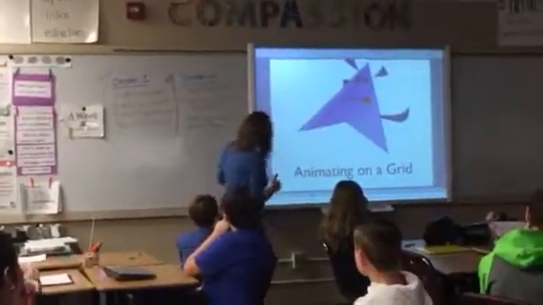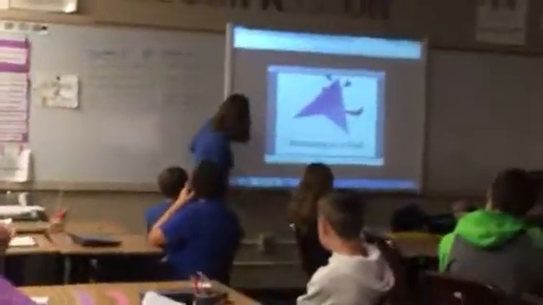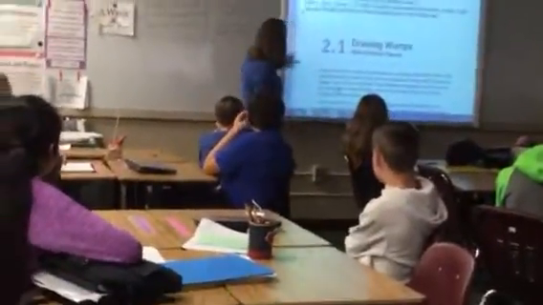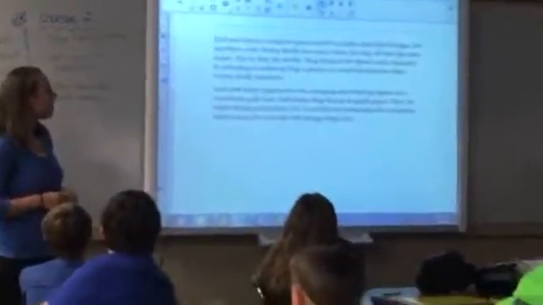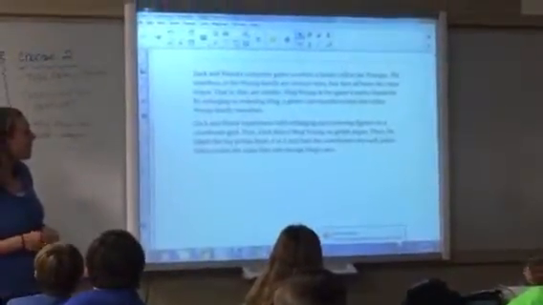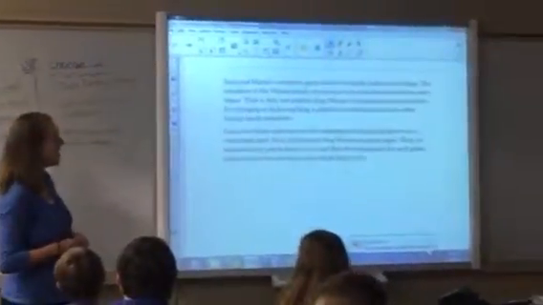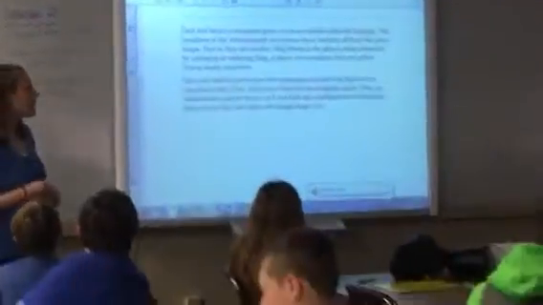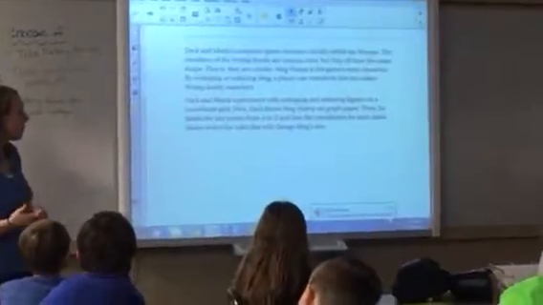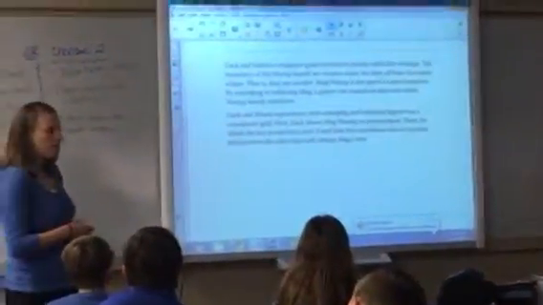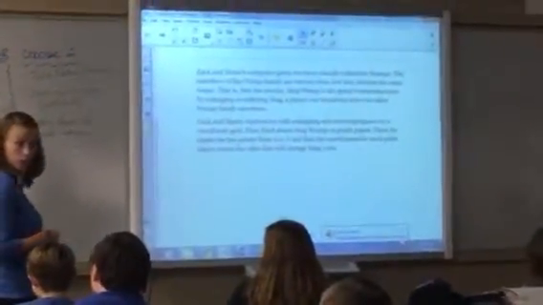So today we're going to do something along the same lines, where we will read through this. Zach and Marta's computer game involves a family called the Wumps. The members of the Wump family are various sizes, but they all have the same shape and angles. That means they are similar. Mugwump is the game's main character. By enlarging or reducing Mug, a player can transform him into other Wump family members. But if they're no longer similar, they're what we're going to call imposters.